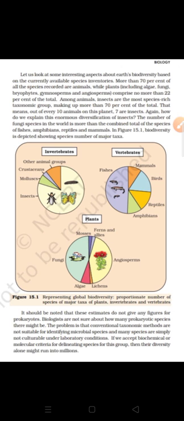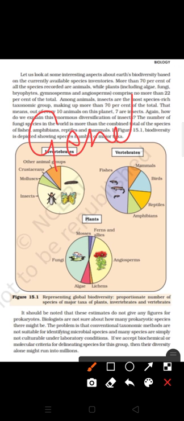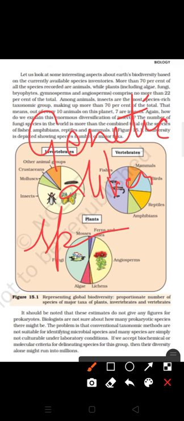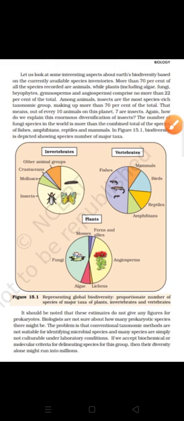One more important thing, children: the levels of biodiversity were also explained. Genetic diversity was cleared in the last class. We discussed genetic diversity, species diversity, and community diversity like alpha, beta, and gamma diversity. All these things we already discussed. If you feel any difficulty, please send your question. Thank you.